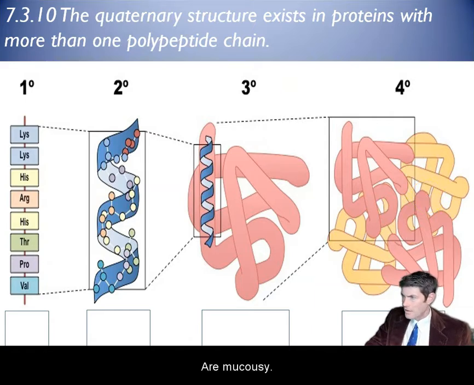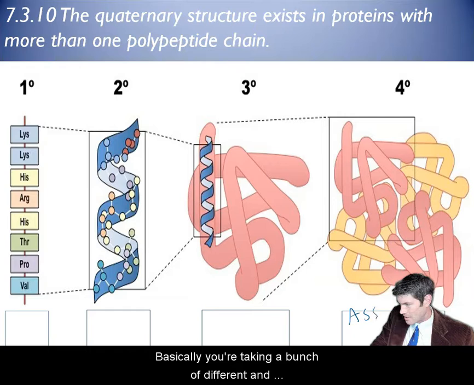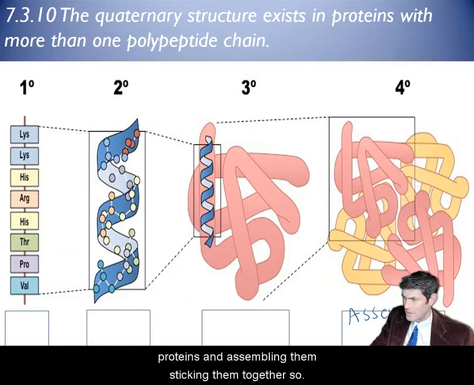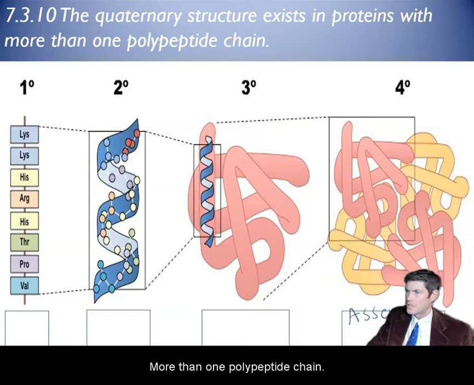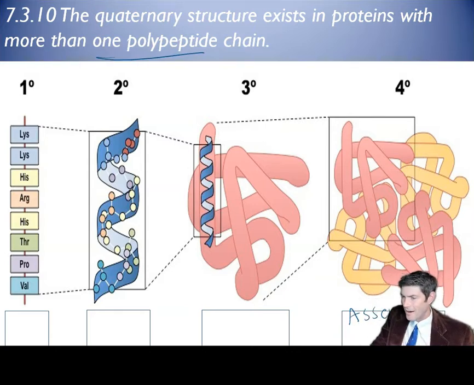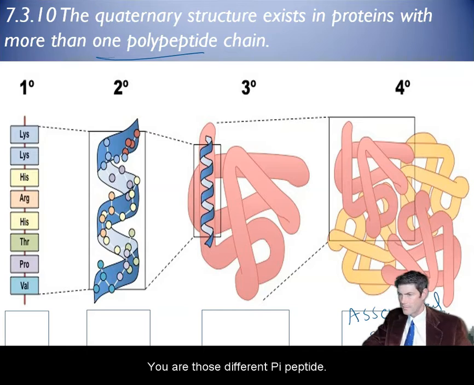You can see, basically you're taking a bunch of different proteins and assembling them, sticking them together. So more than one polypeptide chain. Yeah, like it says, assembled subunits. So those subunits are those different polypeptides.